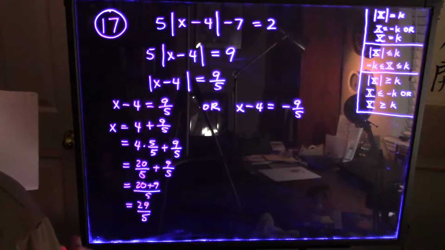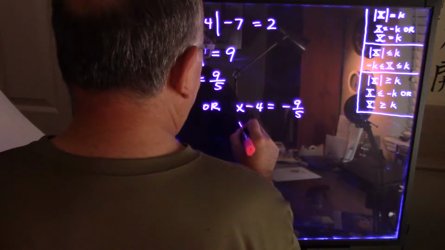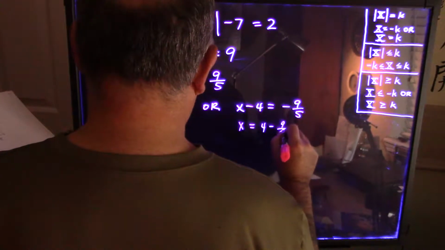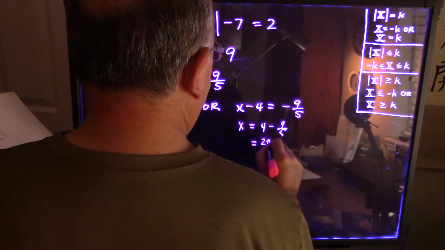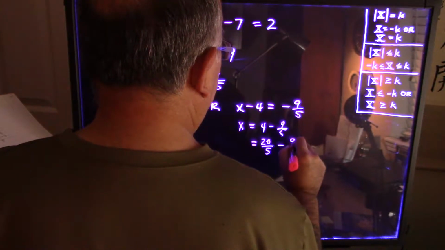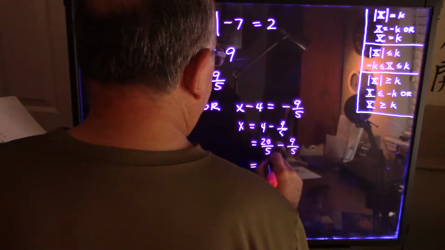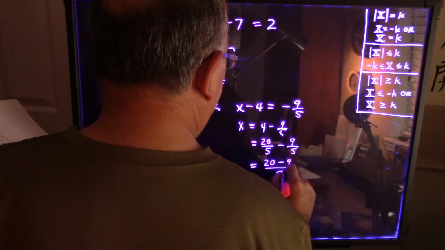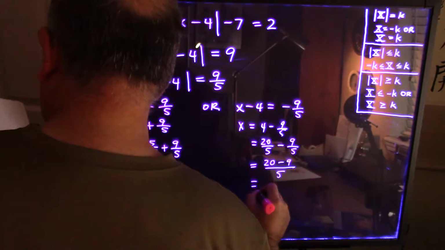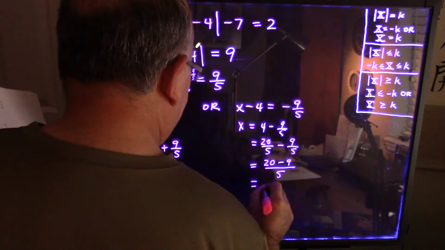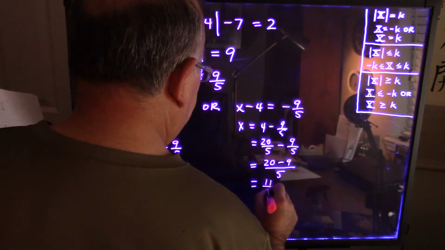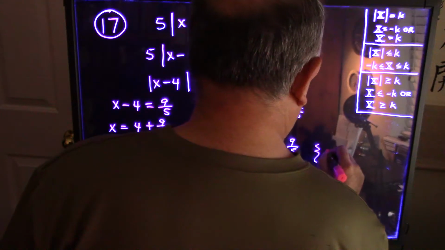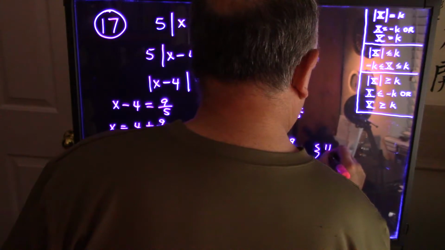Alright. And then over here, add 4 to both sides. 4 minus 9/5. So that's 20/5 minus 9/5. And that's 20 minus 9 all over the common denominator 5, which is equal to 11/5. So the solution set is 11/5 and 29/5.